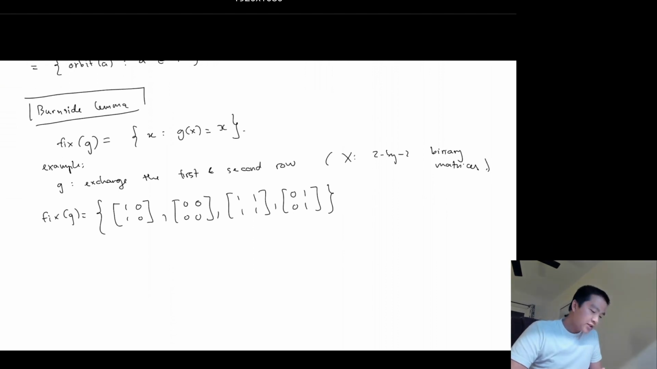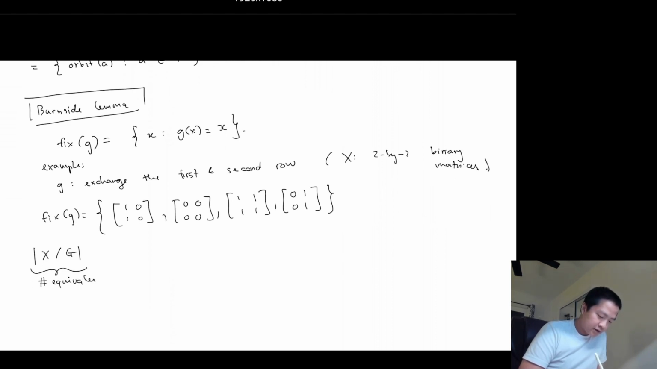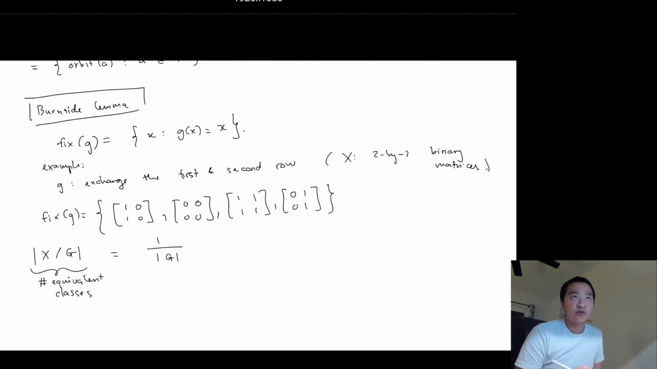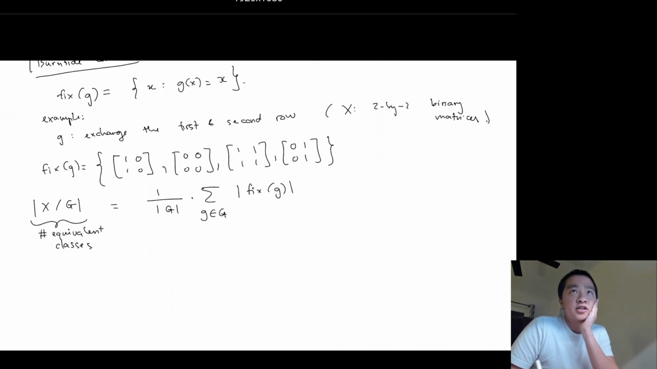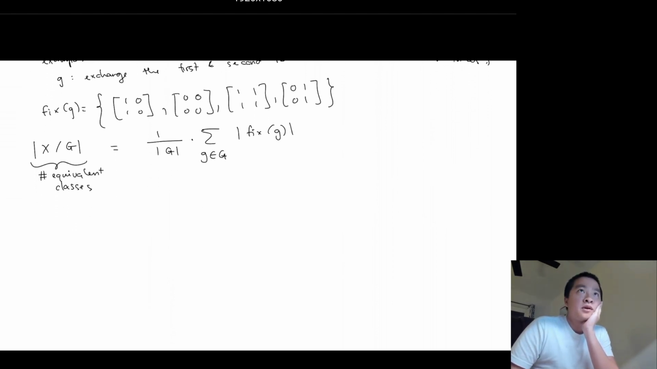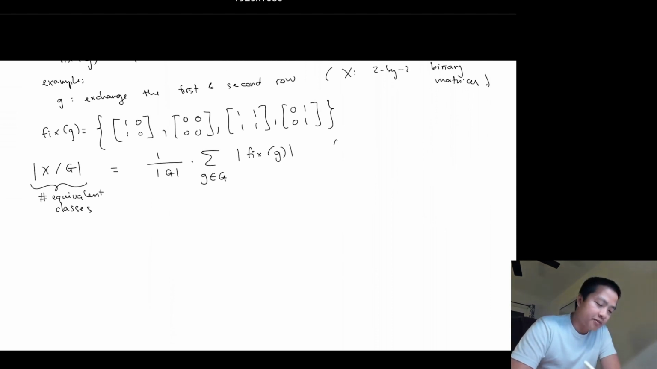Now this is what Burnside's lemma says: the number of equivalent classes is equal to 1 divided by the size of the group, the number of functions, times the sum over the functions G of the size of fix of G. So let us check. This is called the Burnside lemma.